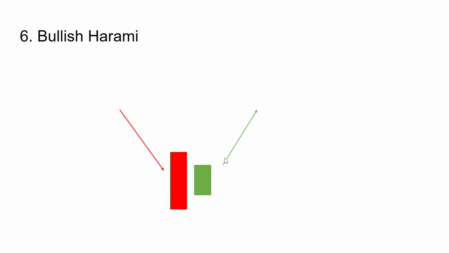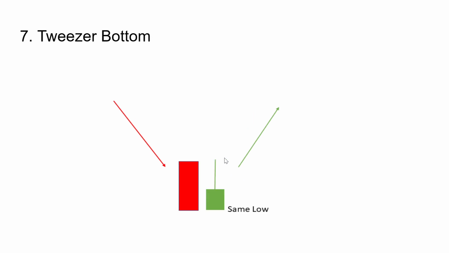Next, after bullish harami, we are having tweezer bottom. In tweezer bottom, again downtrend, we are having this red candle. After the red candle, we are having this green candle. But the specification of tweezer bottom is the bottoms of both of these candles, red and green, are the same. What it means? It means the support in the market. The price is not going below this. Means buyers are coming into the picture. Buyers are trying to pull the market above.